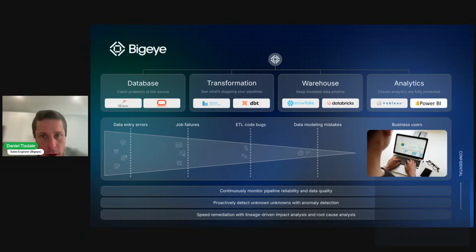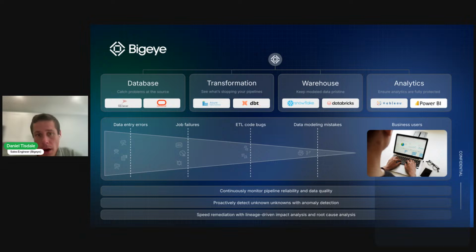So as far as where we can help across the entirety of your data ecosystem and pipeline, we're able to catch problems at the source system. So we have a number of different connectors into both cloud systems as well as some of the legacy on-prem systems. That's one of the big value propositions of Bigeye in general, our ability to connect to some of those older on-prem systems.